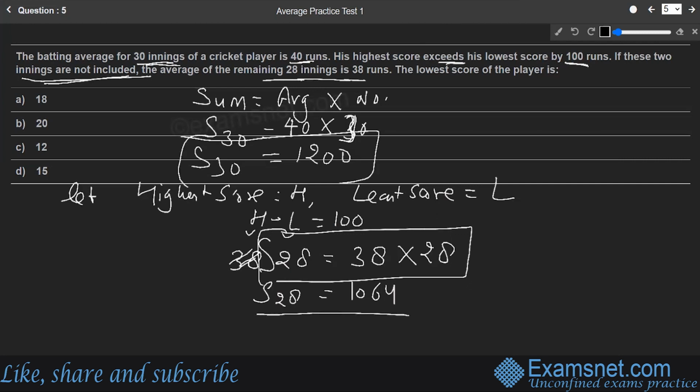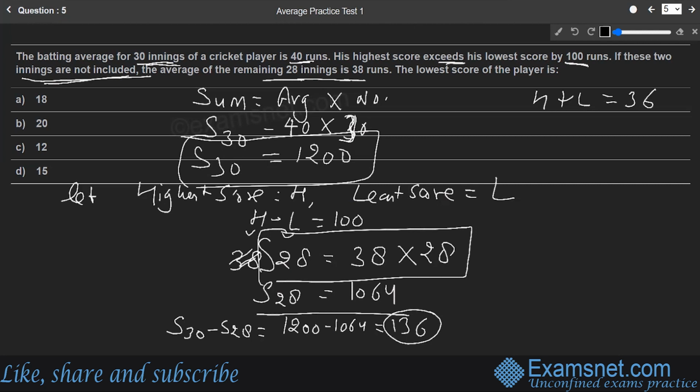Earlier we got the sum of the 30 innings. So if we subtract the sum of 28 innings from the sum of 30 innings, then we are left with the runs scored in the highest and the least inning itself. Okay, so let us do it. Sum of 30 minus sum of 28 gives us 1200 minus 1064, which is nothing but 136. This 136 is the runs of those not included innings. The highest and the least were not included. So 136 is nothing but our H plus L. H plus L value is 136.